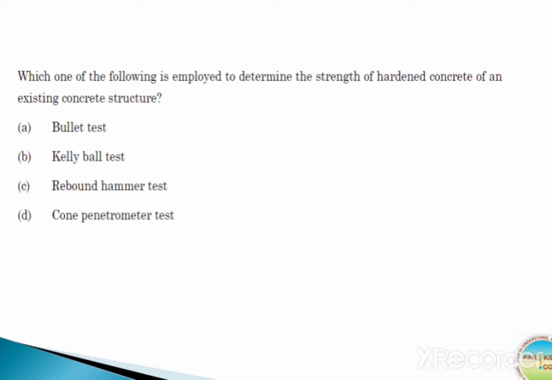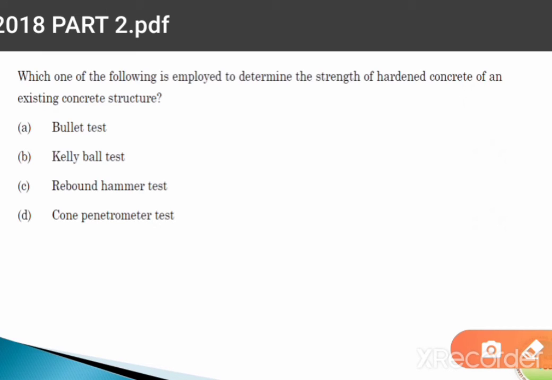Proceeding to the next question. Which one of the following is employed to determine the strength of hardened concrete of an existing concrete structure? The correct answer for this question is rebound hammer test. Rebound hammer test and ultrasonic pulse velocity test are NDT tests, or non-destructive tests, and with the help of them we can determine the strength of hardened concrete of an existing concrete structure.